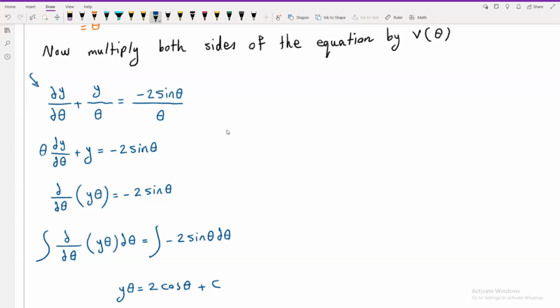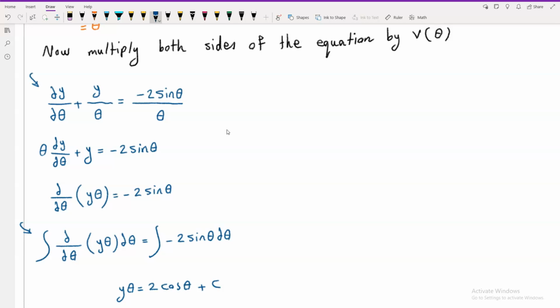So this was using the product rule, and then integrate both sides of the equation. So here we have the integral of d over d theta of y theta times d theta equal to the other side, the integral of -2 sine theta d theta. And then simplify, we're going to have y theta equal to 2 cosine theta plus c.